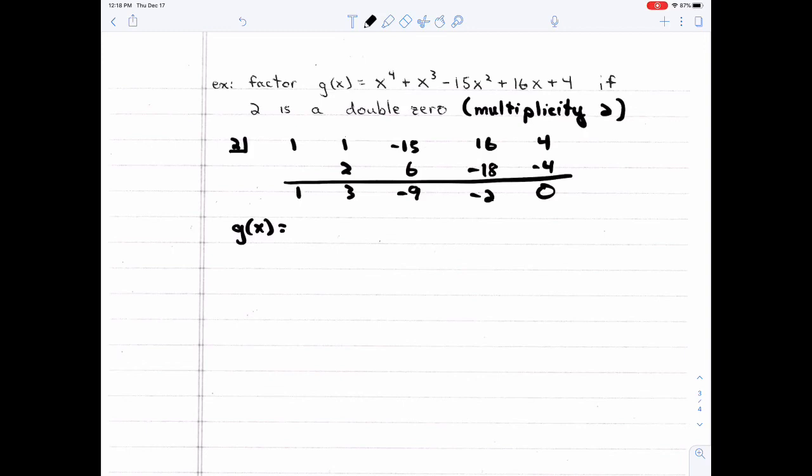Okay, so what's the divisor? X minus 2. And what's the quotient? X cubed plus 3x squared minus 9x minus 2. Okay, good. Now, can I factor this by inspection? No, I can't.